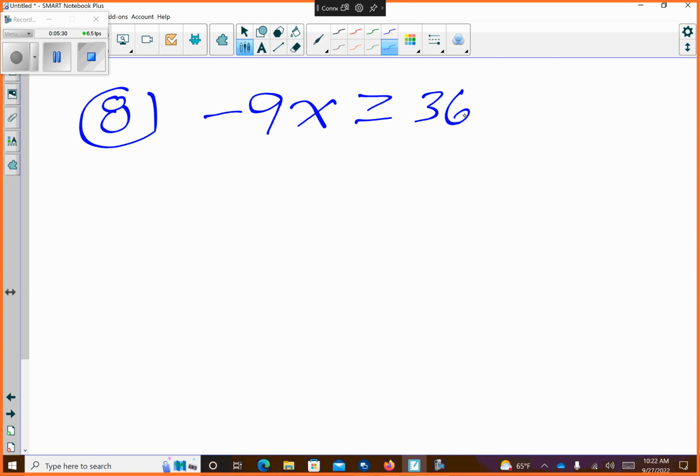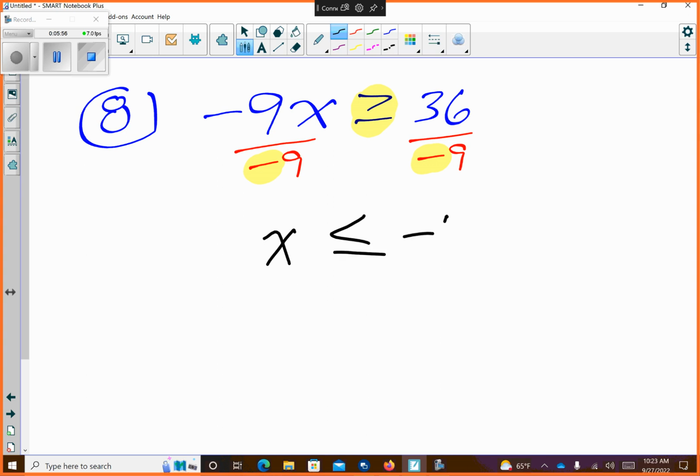All right. We only have one step to solve this problem. Do you agree? What is my one step to solve this problem? Divide by -9. Now, my friends, we talked about this last time. Let's see who remembers. Being I'm dividing by a negative, what happens to the inequality sign? Switches. It flips over. Okay, so it goes from pointing right to pointing left. And I get to -4. Do you agree with this so far?